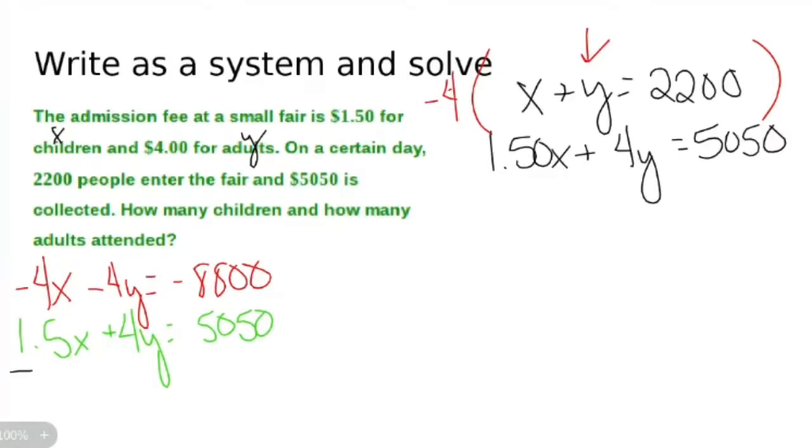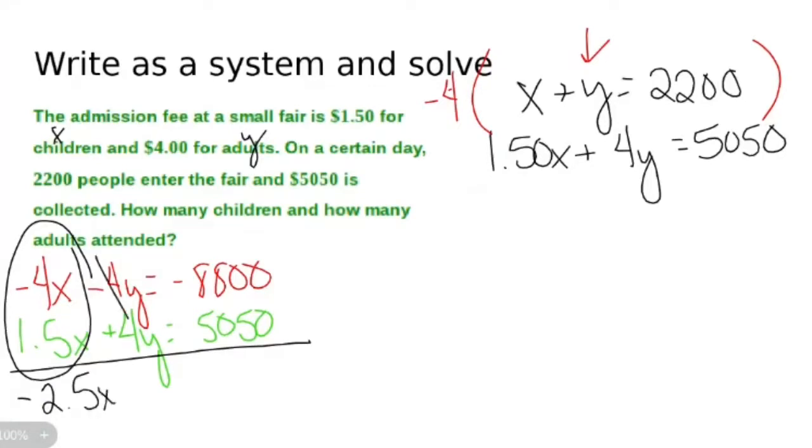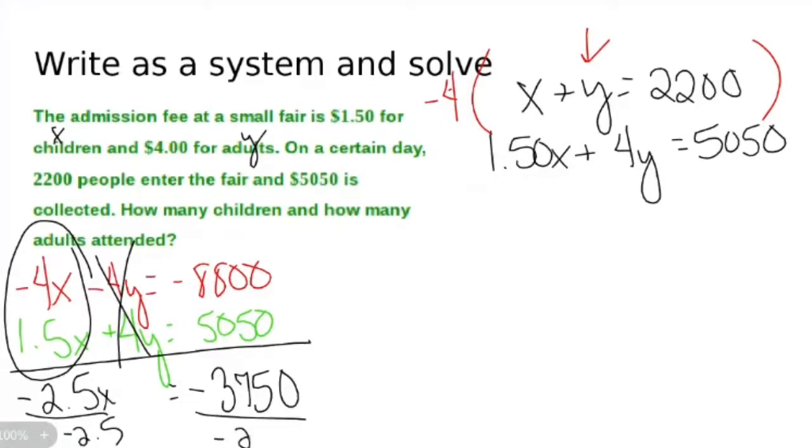Now I can use elimination. Add those columns. -4 plus 1.5 is -2.5x. Those cancel out. And I believe this is going to give me -3,750. Is x all by itself? No. What's in the way? -2.5. So I'm going to divide everything by -2.5. I'm going to recruit Siri to help me out for this one. -3,750 divided by -2.5. The answer is 1,500. Look at that.